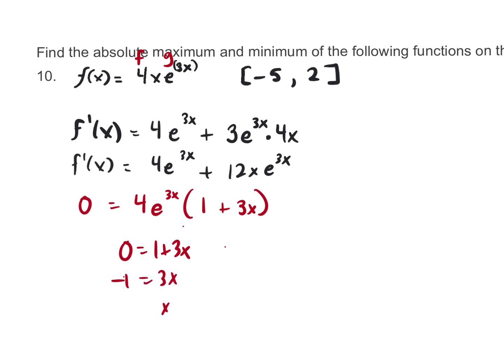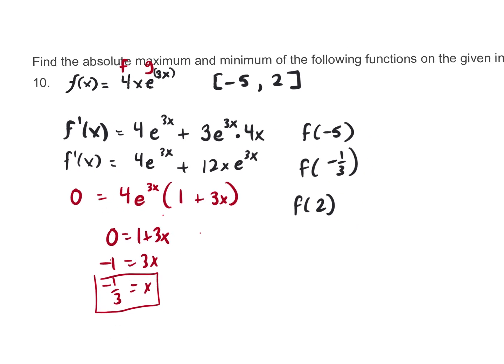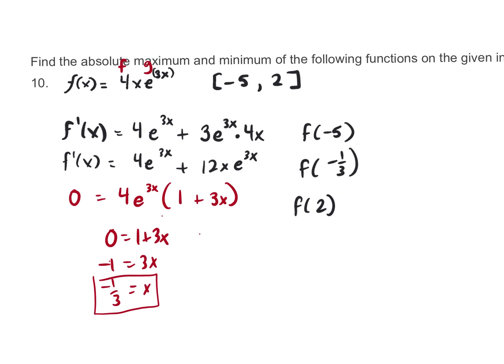Subtract 1, divide by 3, we get x equal negative 1/3. And that is in the interval, that's important. So what I check is, I want to plug in negative 5, negative 1/3, and 2 into the original function, and I want to see which one gives me the biggest and the smallest value.